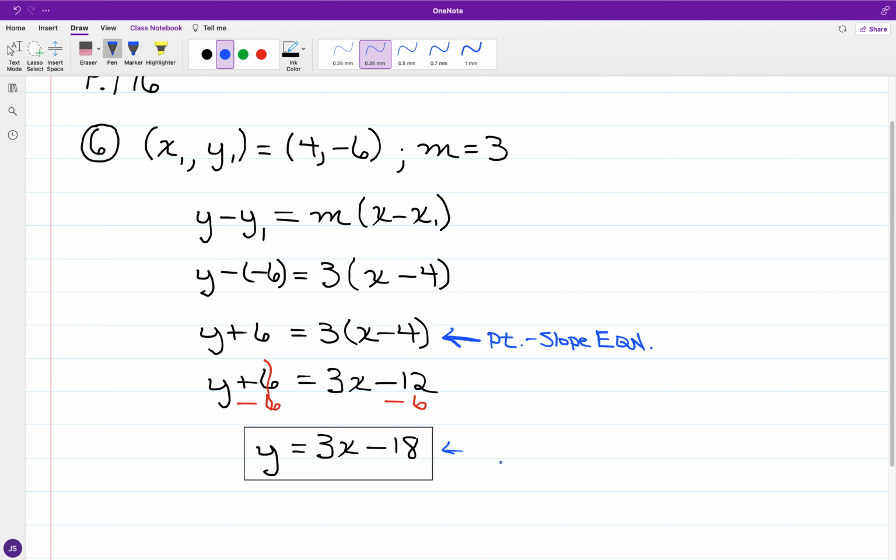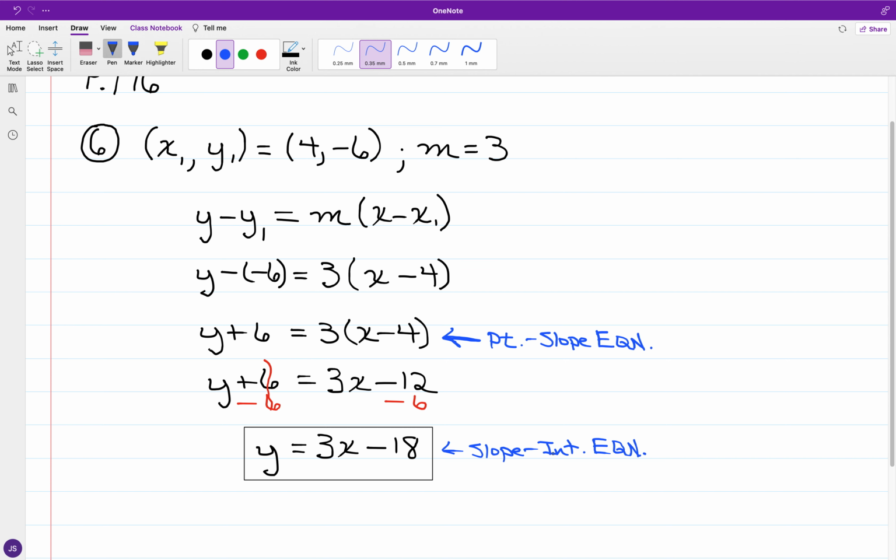And you can always go back and check. Again, we have y by itself, and the coefficient next to x is 3, which is the slope. And I can test out for (4, -6). So you have -6 for y, 4 for x. The left-hand side of the equation, which we have at y, has the value -6. And we want the value of the right-hand side of the equation to be the same. Here we have 3 times 4 is 12, and 12 minus 18 is also -6. So we have consistency throughout.